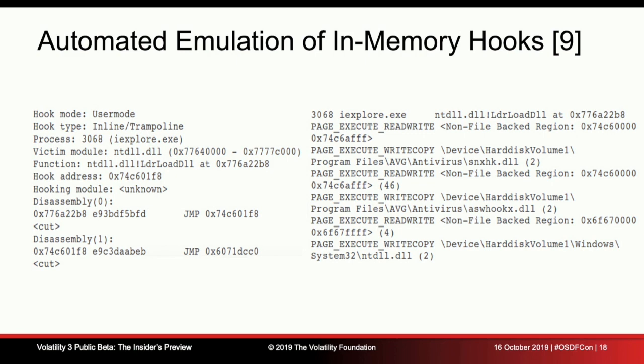As Lycos mentioned, something we're working on as well is automatically emulating code in memory. So briefly, on the left, what you see is the output of Volatility 2's API hooks plugin. It's saying that this LdrLoadDll function is hooked, and it gives you a static disassembly of what's there. To figure out what's really going on, you'd have to hop into VolShell and then do some disassembly on your own, assuming you have reverse engineering skills.